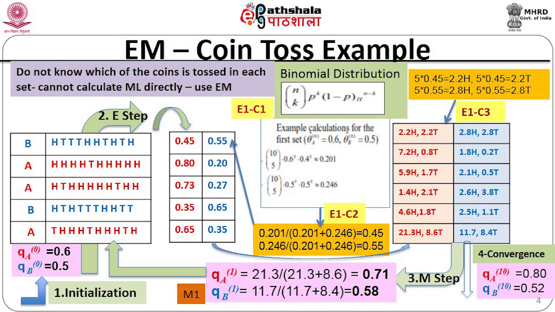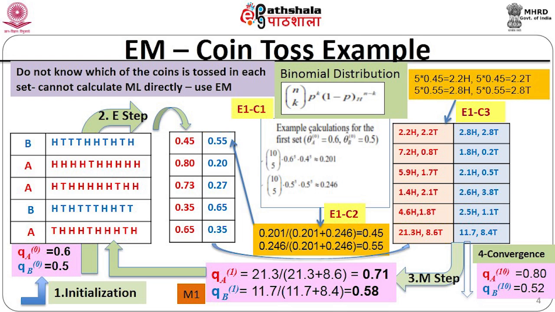Convergence happens in the 10th iteration, and we are not showing all the steps. I get that the probability of heads when I toss a red coin is 0.80 and when I toss a blue coin is 0.52. So, we started with 0.6 and 0.5 as an estimate or guesstimate as it is called, and landed up with 0.80 and 0.52 as the maximum likelihood values.